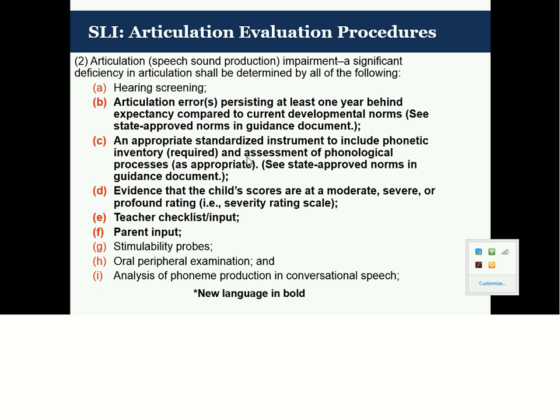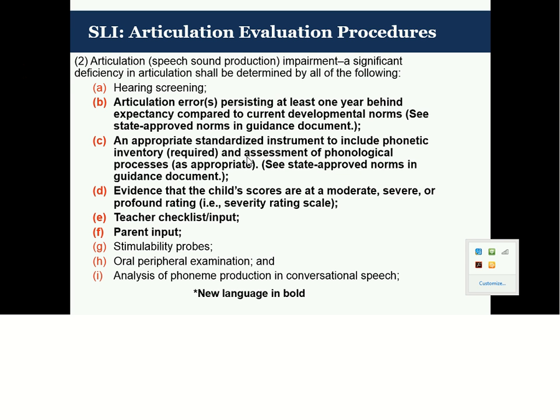Additionally, we've also added that there needs to be an appropriate standardized instrument to include phonetic inventory and an assessment of phonological processes. So the phonetic inventory is required. The assessment of phonological processes is as appropriate. So that's based on what you're seeing as an evaluation need once you're starting your evaluation. And then there are some state-approved norms associated with those as well in the guidance document. And again, the same goes for these norms. If the student does not fit the norms provided, then you need to find a set of norms that would better represent that student.